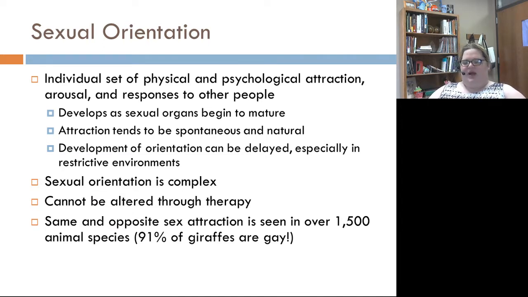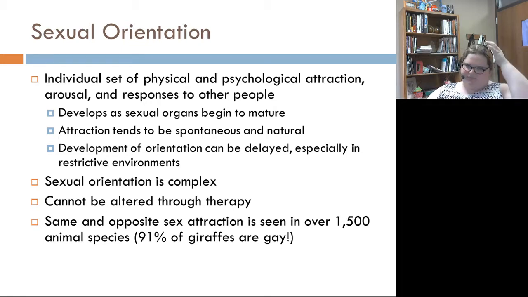So, sexual orientation develops as our sexual organs begin to mature. About the time we start to feel arousal, we start to notice the people and the types of people that we're attracted to physically and emotionally. Attraction tends to be spontaneous and natural. There's not like an intentionality to it. It's not like you go out and say, I'm gonna like a dude, or I'm gonna like a girl. It just happens. Usually you don't really know that it's gonna happen until it does, and then you're like, whoa, where did that come from?